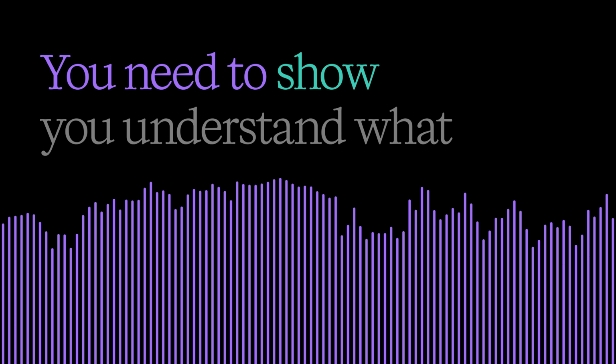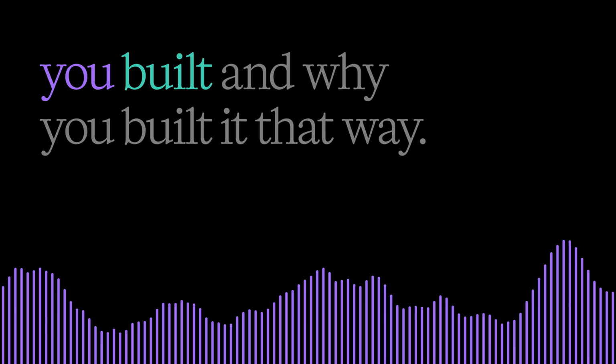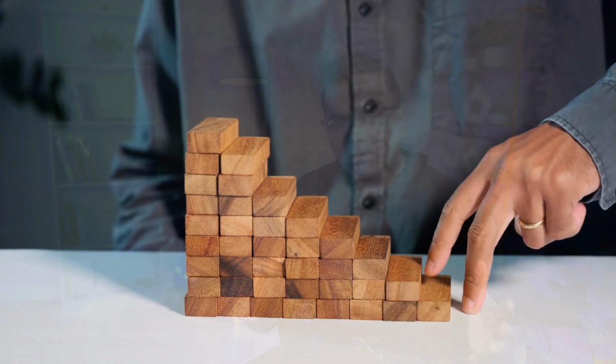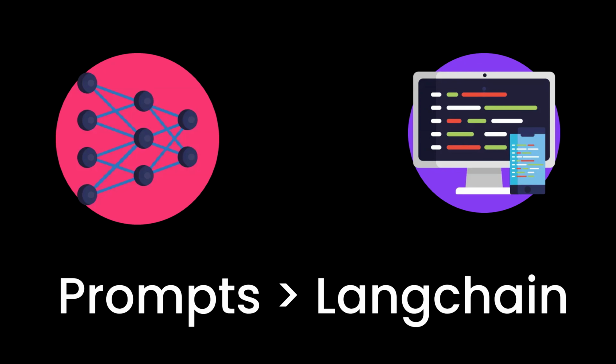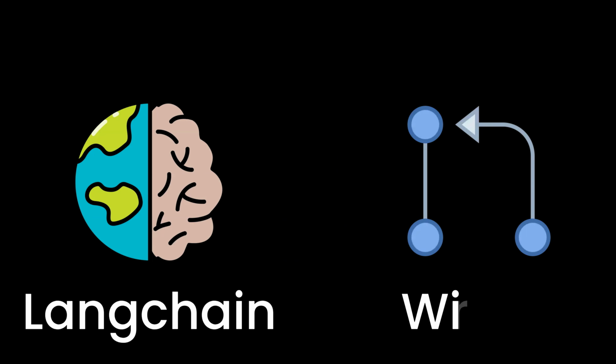Deep learning is a requirement for many AI roles now. But it's not enough to build models. You need to show you understand what you built and why you built it that way. And this is where people start skipping steps. They see LLMs generating text and code and think, I'll just write better prompts and plug into something like LangChain and I'm done. But here is what that thinking misses. LangChain isn't the intelligence, it's the wiring. And if you don't understand what you are connecting, you're just moving pieces around without knowing what they actually do.